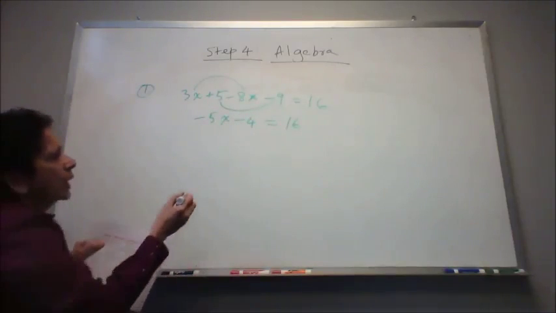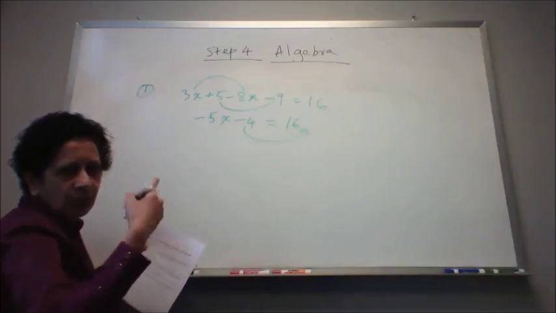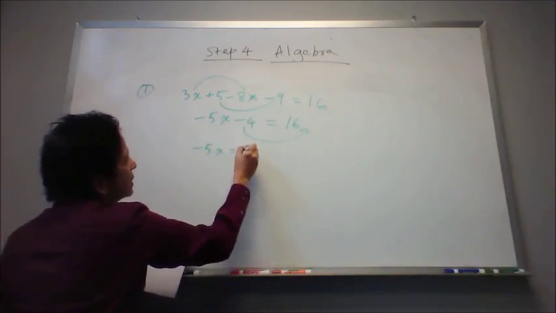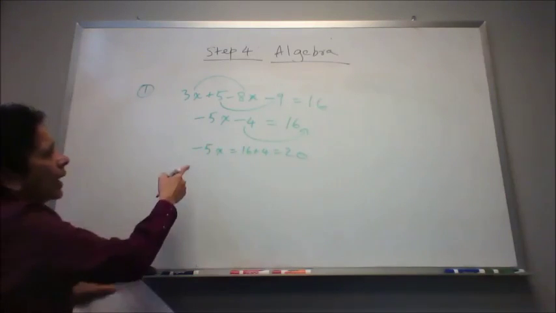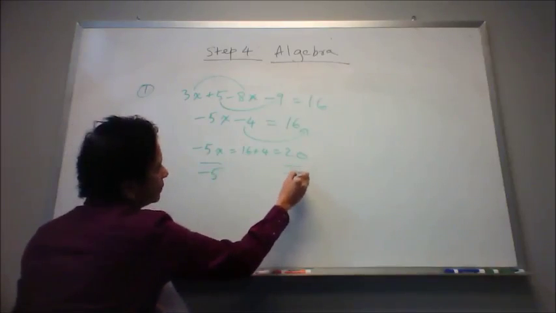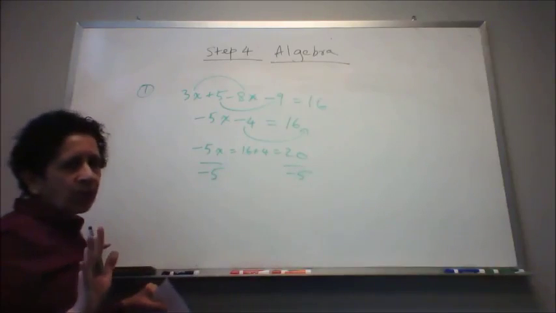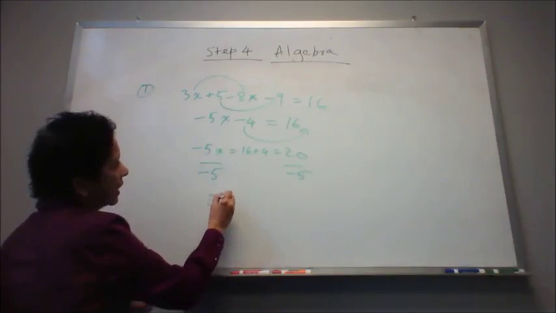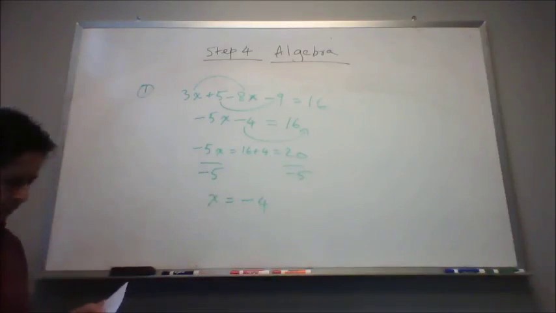So now, I don't want this 4 here, so you take it to the other side and switch the sign, right? So minus 5x equals 16 plus 4, that's 20. And now I don't want this minus 5, so divide both sides by minus 5. And it's an equal sign, so I don't need to worry about changing any inequality. So on the left hand side I've got x, right hand side I've got minus 4, that's the answer. Okay?